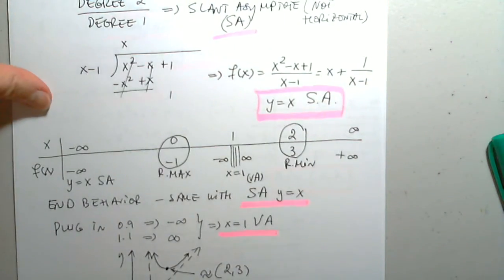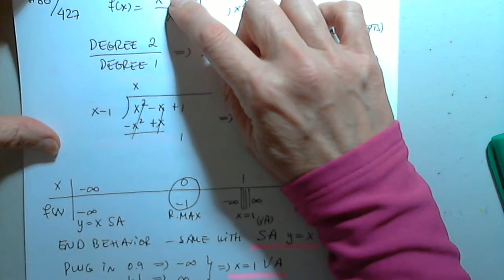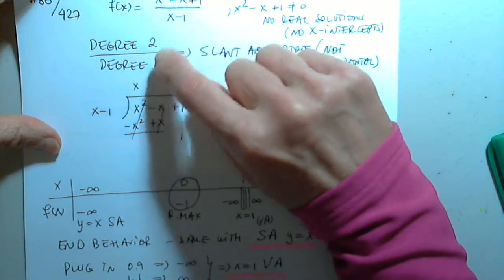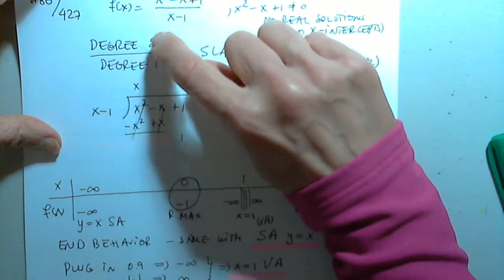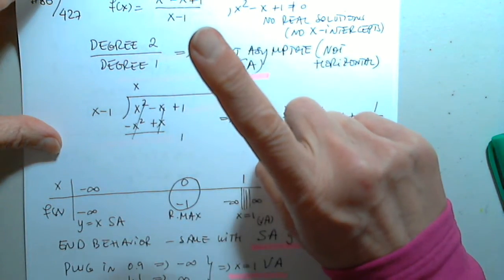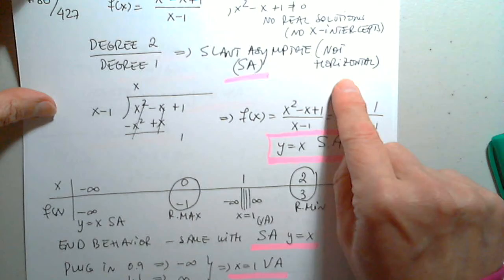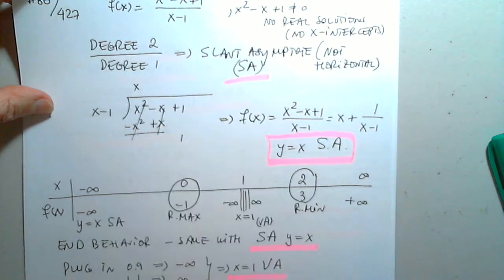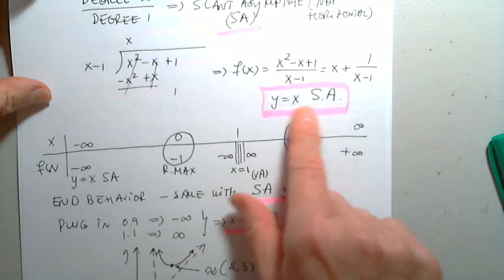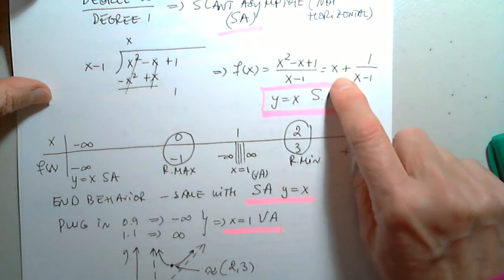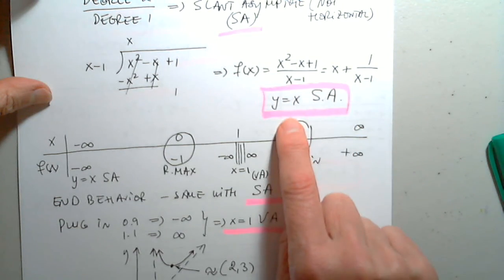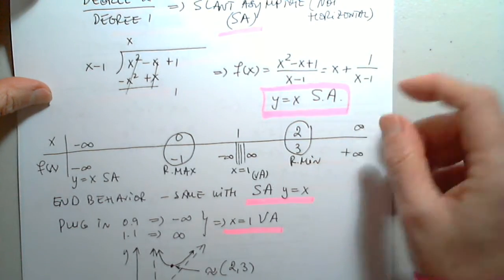The next problem, everything the same, but this time the degree of the numerator is higher than the denominator, exactly by 1 unit. That is the case for a slant asymptote, not a horizontal asymptote. Use long division or synthetic division, and you will determine that the quotient is x, which is the slant asymptote. The remainder is 1 over x minus 1.